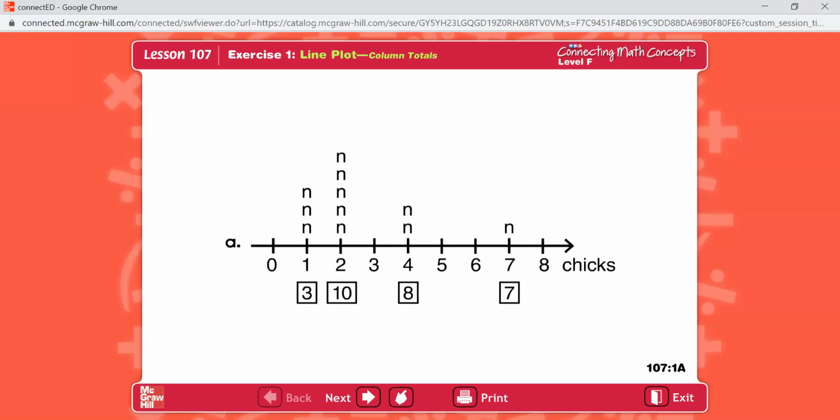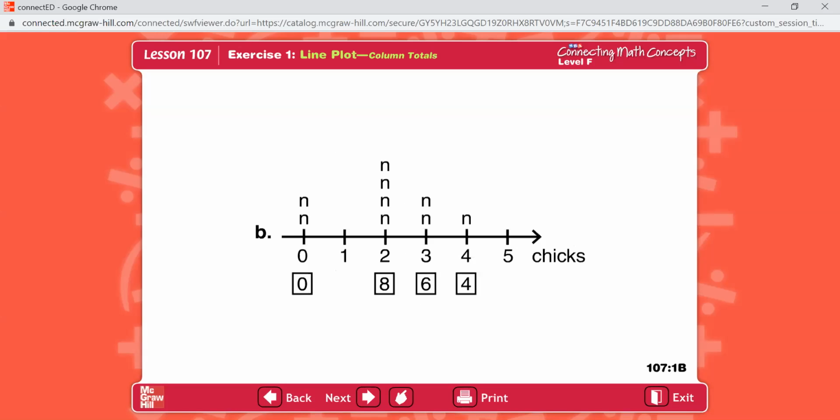Zero nests have 0 chicks. 8 nests have 2 chicks. 6 nests have 3 chicks. 4 nests have 4 chicks. Here's what you should have. You put a 0 here because 0 means nothing. There are 2 nests with nothing in them.